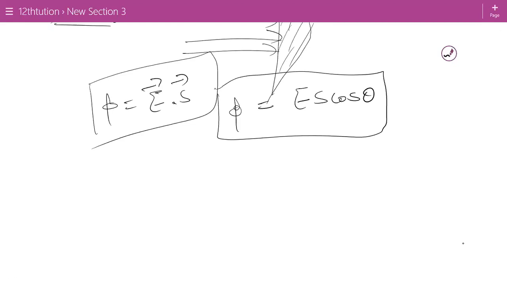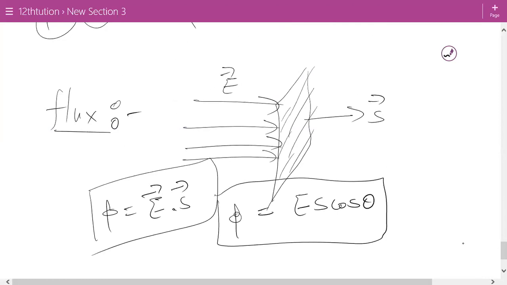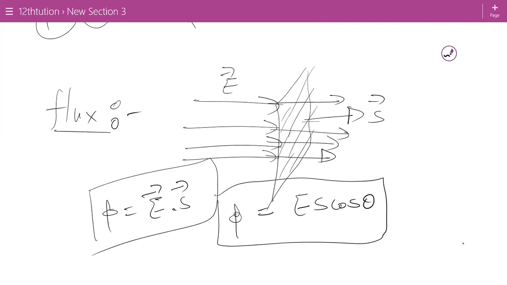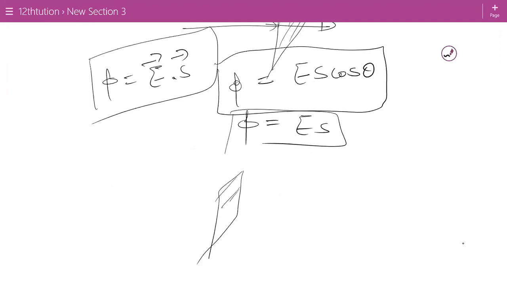So phi can be written as ES cos theta, where theta is the angle between E and S. Here, let me tell you, the area vector is always perpendicular to the surface. That is something that you need to know. So this is perpendicular to the surface and the electric field is also in this direction. So the angle between E and S will be 0. So this will become just ES for this one. But if the electric field is at some angle, this will be the area vector because it is perpendicular to the surface.